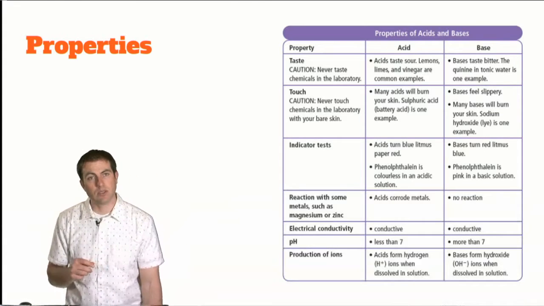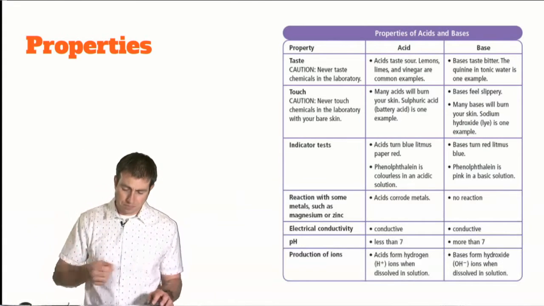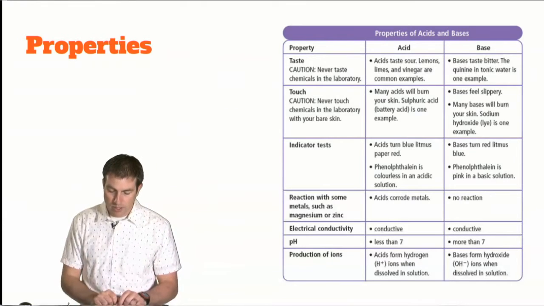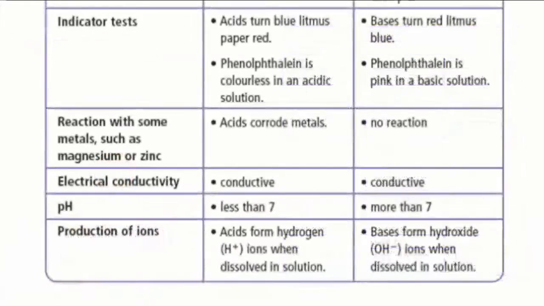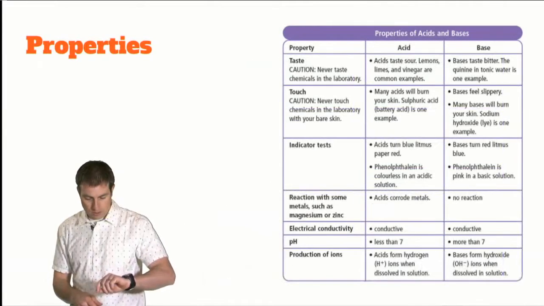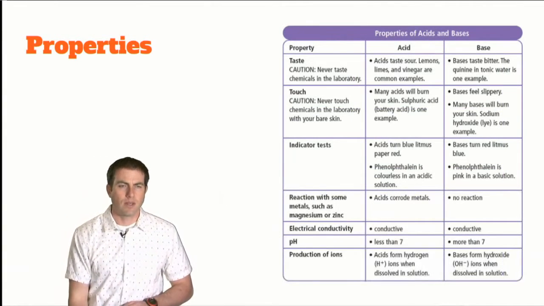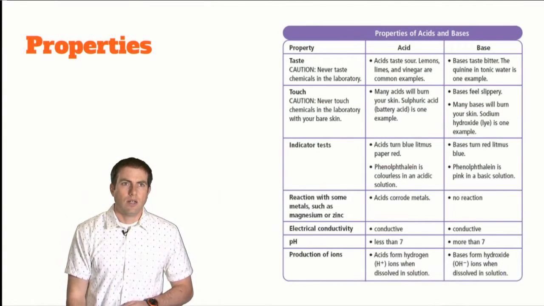Both acids and bases will conduct electricity because of the charges that they have. pH of less than 7 for an acid, greater than 7 for a base, and acids produce the H+ ion, and bases produce that OH when dissolved in water. And that's easy to remember because you know that acids always start with H and bases always end with OH. So that's a nice little summary of all of that.